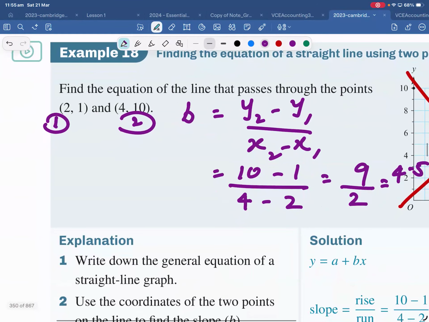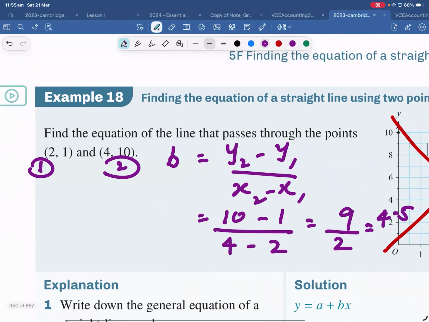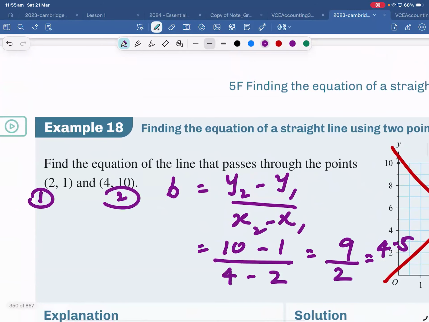So as a result, what happens? Firstly, I'm finding the slope. So I found the slope, which you already know. So I'll write it here. B equals 4.5.